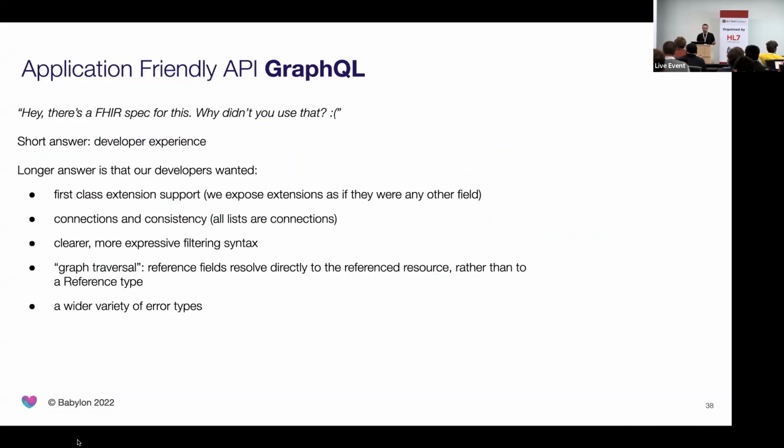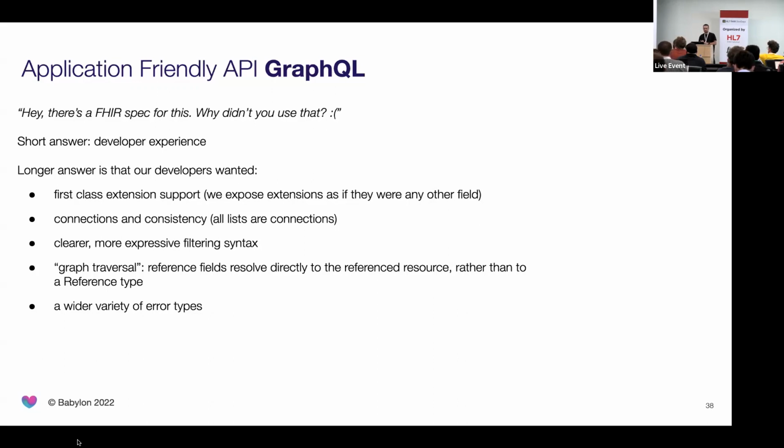Okay, there is a FHIR spec for GraphQL. Why didn't we use it? Sad face, it is sad. And long term, I think we'd like to move a little bit closer. The short answer is developer experience. The long answer is we needed a few things that weren't there in the GraphQL spec at the time.